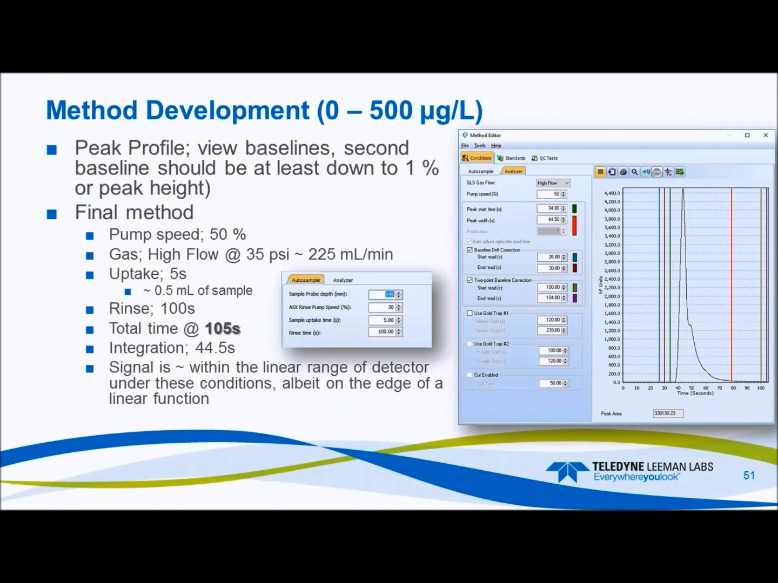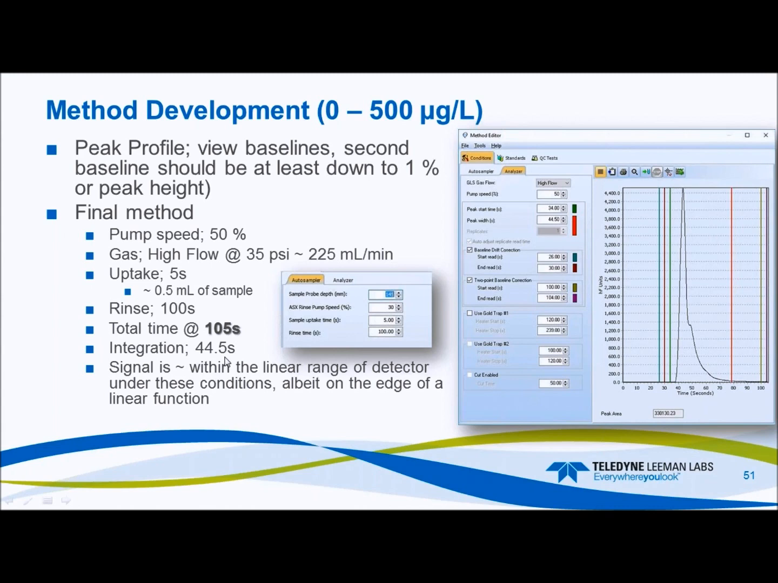So again, while you're in this mode, it's real time, so I can move my timing parameters and see what effect it's going to have on the peak. So the pump rate looks good. Gas flow is high flow at 35 psi, approximately 225 mils a minute. Uptake is 5, which gives us about 0.5 mils of sample. Total analysis time now is 105 seconds.